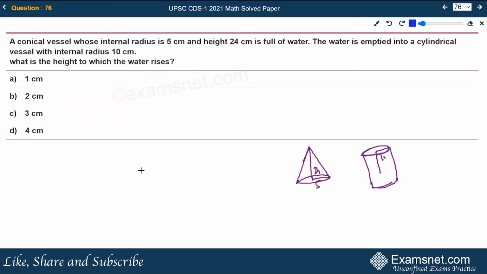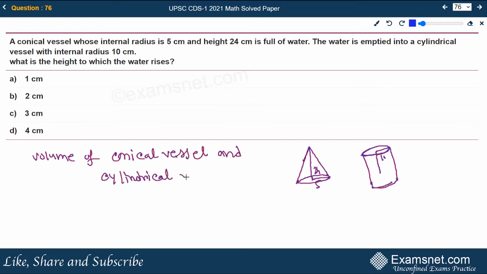so that means here we are talking about the volume. We can say that the volume of the conical vessel and the cylindrical vessel should be equal. Now, what is the formula for finding the volume of a cone? 1/3 pi r square h, and the formula for the volume of a cylinder is pi r square h.